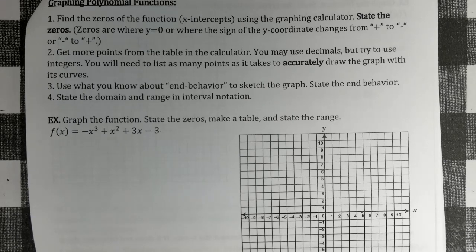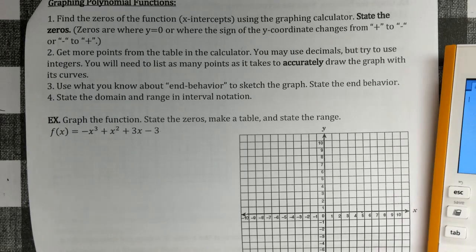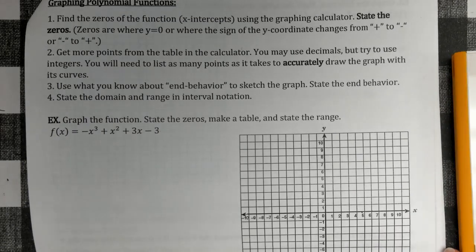We are graphing polynomials. Okay, you're going to find the zeros from your calculator, and your zeros are just your x-intercepts. Okay, and then we're going to use a table from the calculator, and then use those points, graph it. We're going to do our domain and range, and we're also going to do our end behavior. Okay, so with your calculator, this is going to be the only section that you need the calculator for. So when you get to your worksheet, do this section first.